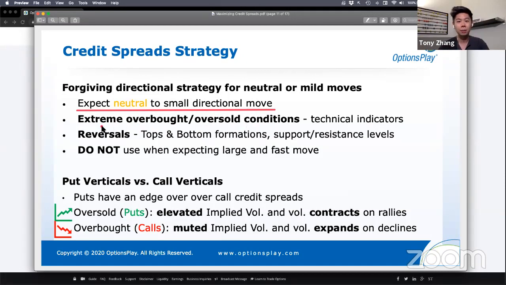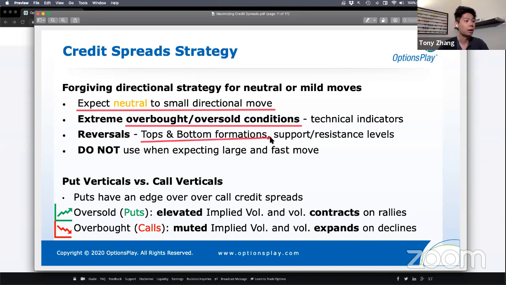You generally want to time these with overbought or oversold conditions. Any type of technical indicator like RSI, MACD, stochastics, these are all suitable indicators to help you understand overbought and oversold conditions. You generally want to sell a put credit spread when things are oversold, and you want to sell a call credit spread when things are overbought.